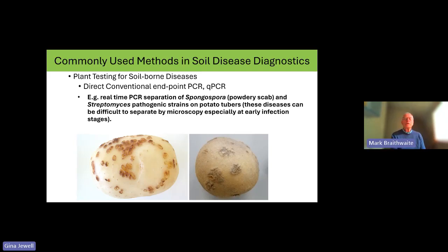So looking at endpoint PCR or qPCR for identifying soil-borne pathogens from plant tissue, I've just got an example here, which is powdery scab versus common scab. Powdery scab is normally easy to identify down the microscope, but there's always situations where it might be a very early infection and you can't see any spores, so you're never quite sure whether it is or it isn't. So there's that issue. So therefore, the PCR comes into its own in that situation. So this test that we've got identifies powdery scab in conjunction with common scab, so it's a two-prong approach.